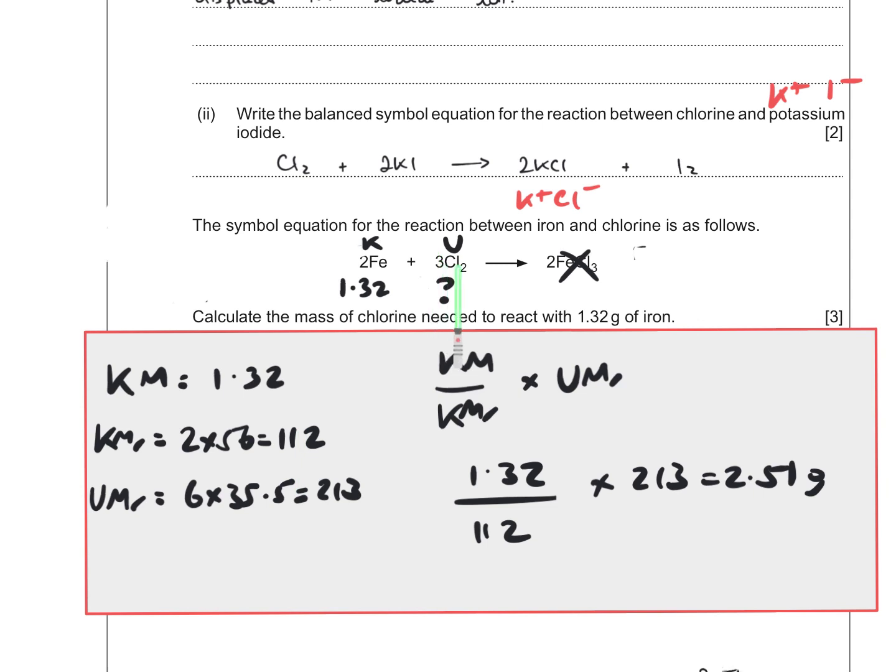And then I've got 6 chlorines in total. So I'm then going to do 6 times 35.5 to give me 213. And then it's a case of me plugging in these values from my checklist into my equation. So known mass, 1.32. Known MR, 112. Unknown MR, 213. And it gives me an answer of 2.51 grams.